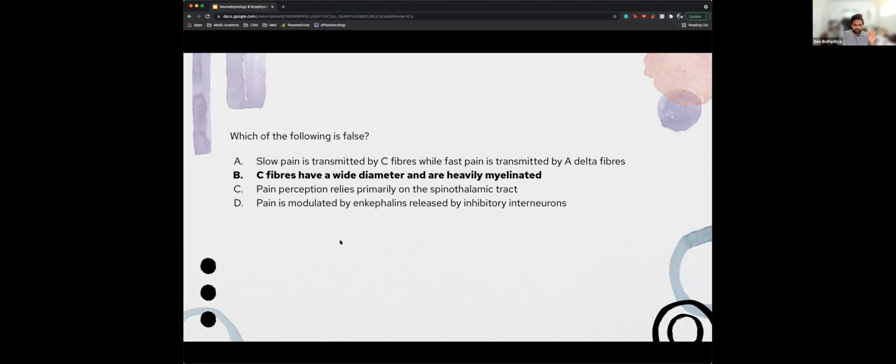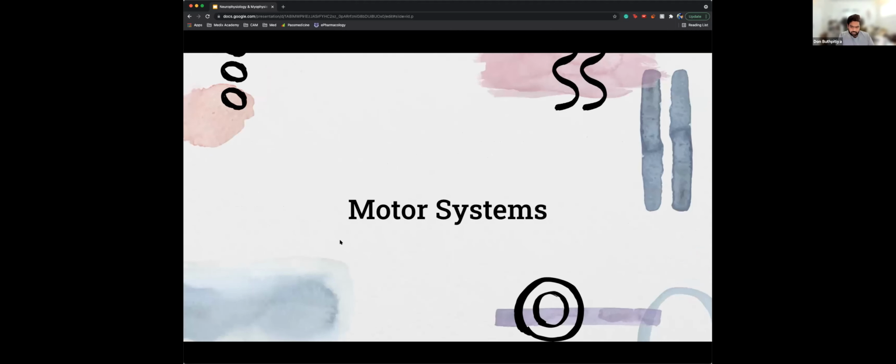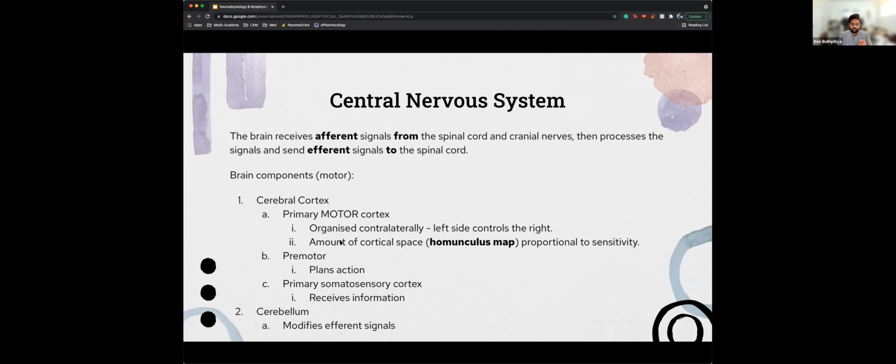Cool. Now, with motor systems, we have our central nervous system, which receives the afferent signals and then sends out efferent signals to the spinal cord. And our brain has these two main components: the cerebral cortex and the cerebellum.